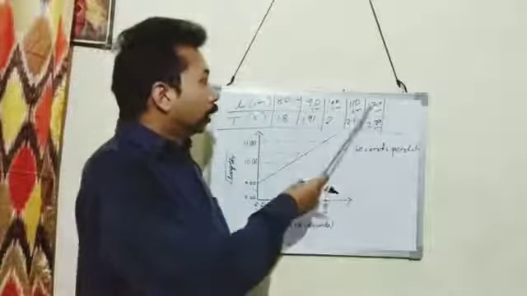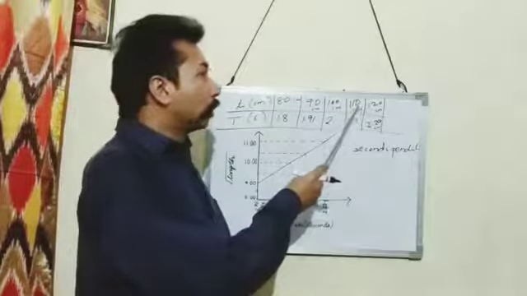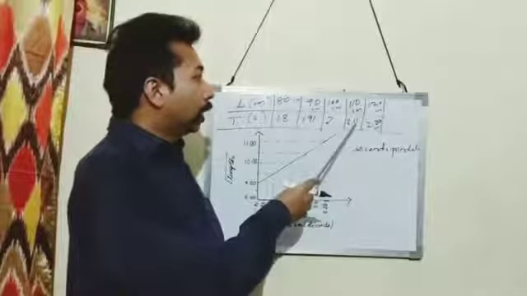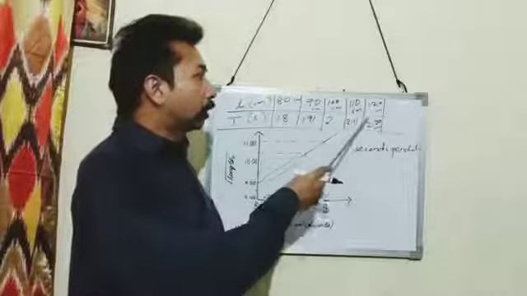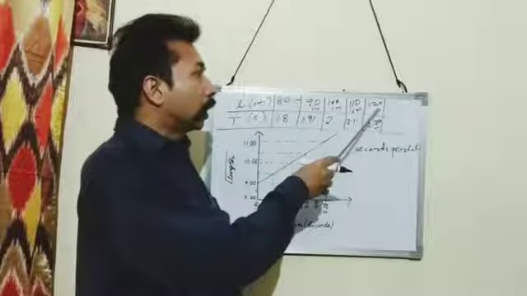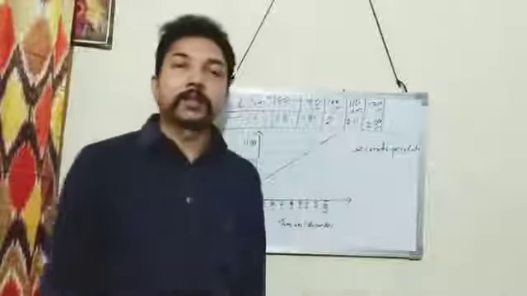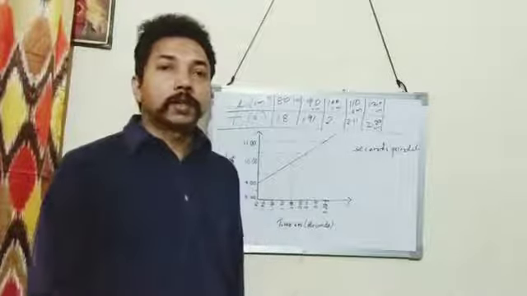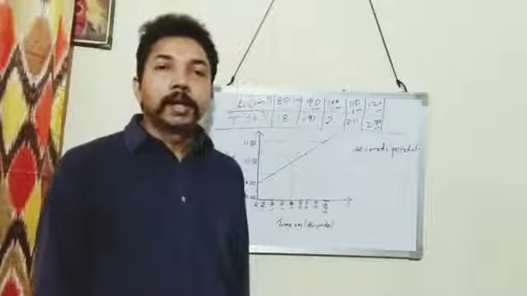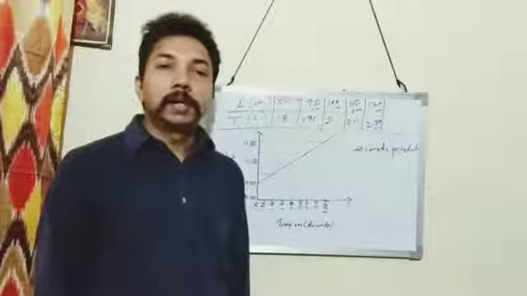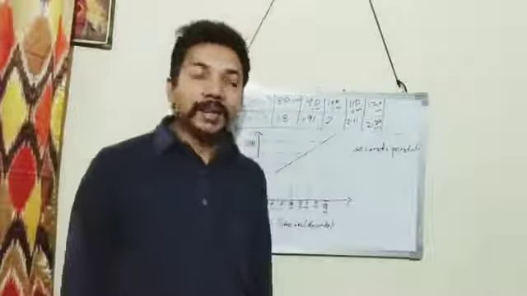Then again we increase the length. When we increase the length to 110, time period also increases. Again on increasing the length, again the time period increases. So this shows that time period increases with the effective length.